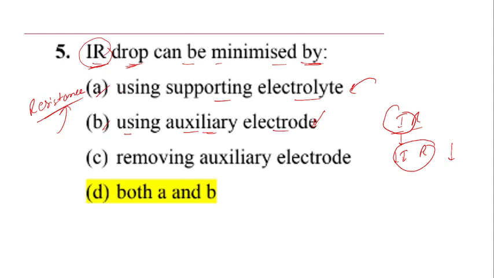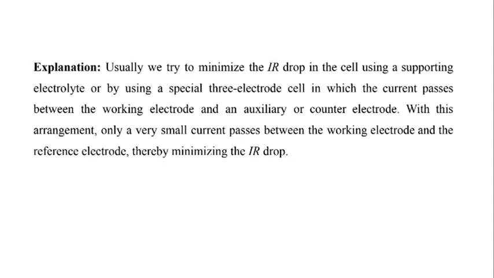Okay, so we can reduce IR drop by using supporting electrolyte as well as auxiliary electrolyte. So it is explained here. Usually we try to minimize the IR drop in the cell using supporting electrode or by using special 3 electrode. Okay, 3 electrode means reference electrode, same.